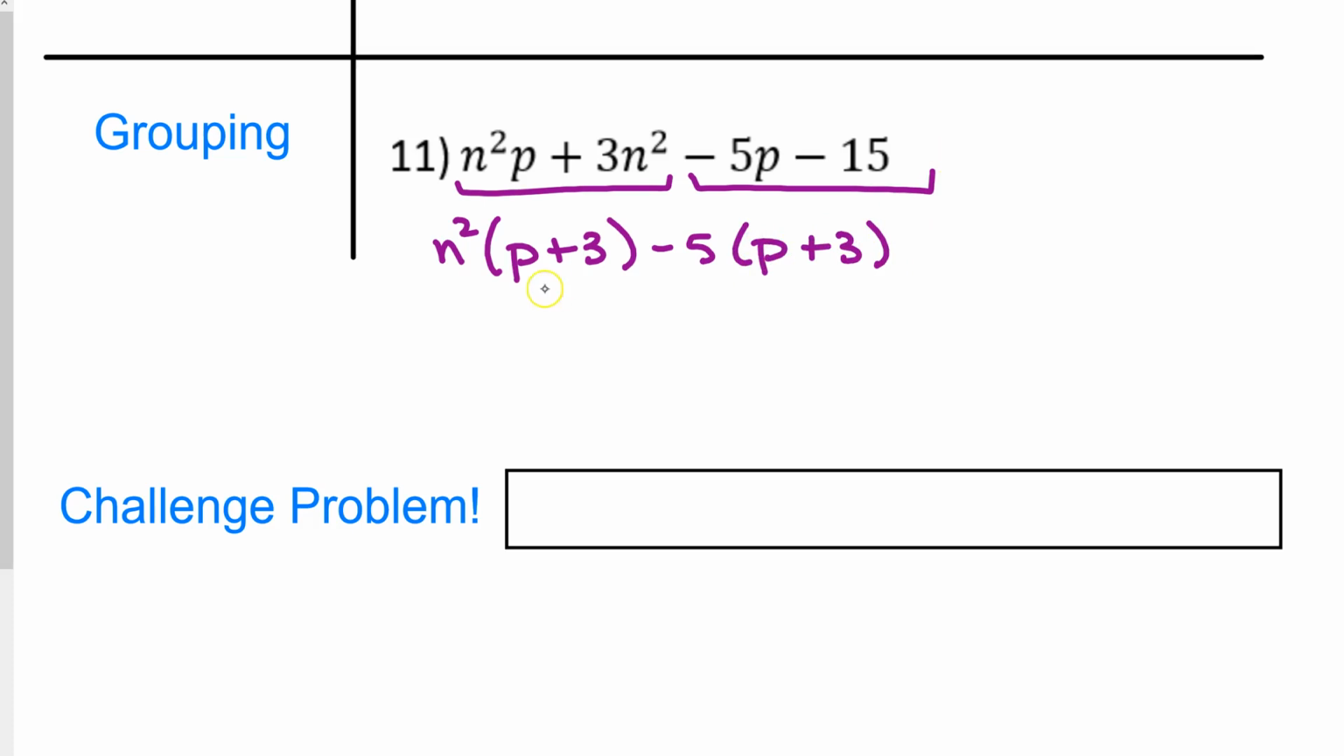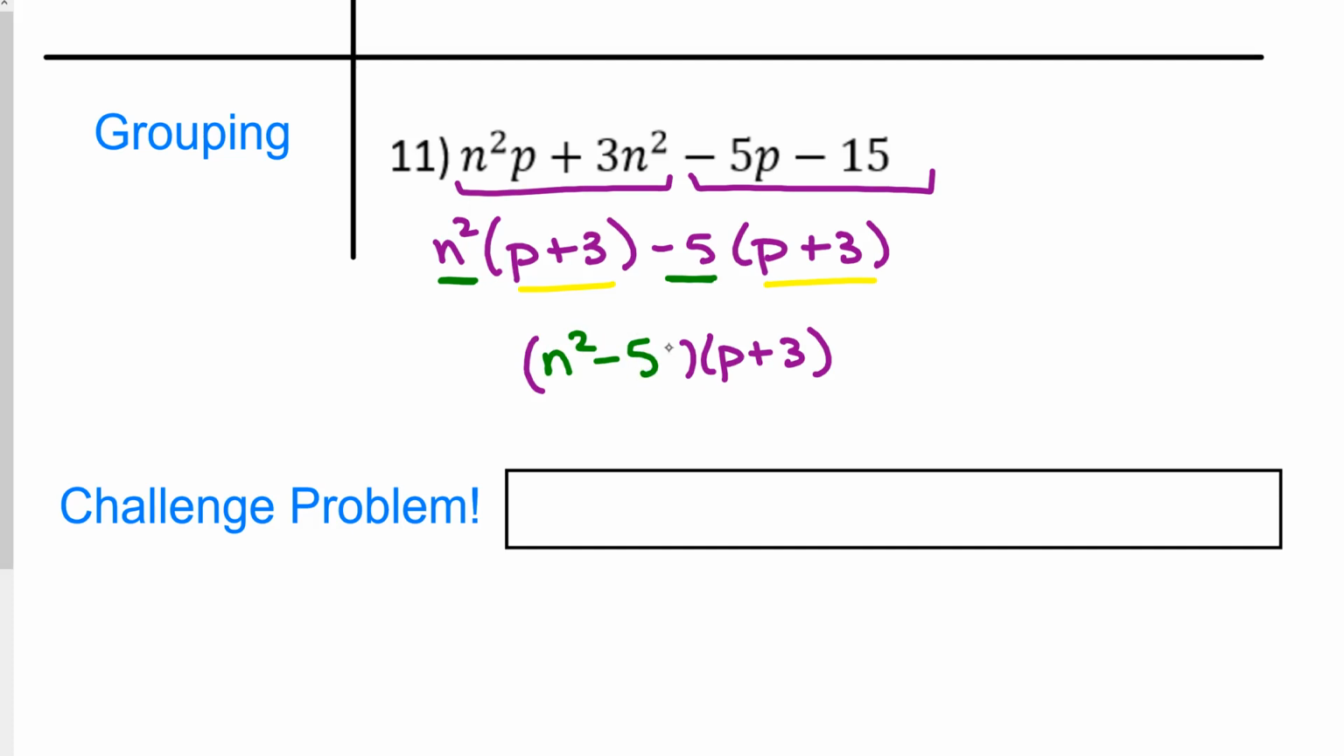So observe, we have p plus 3 as a factor of the first part of the problem, and p plus 3 as a factor of the second part of the problem. So let's factor p plus 3 out of both parts of the problem. And the other factor is going to be what remains, n squared minus 5. Okay, so we have our factors.